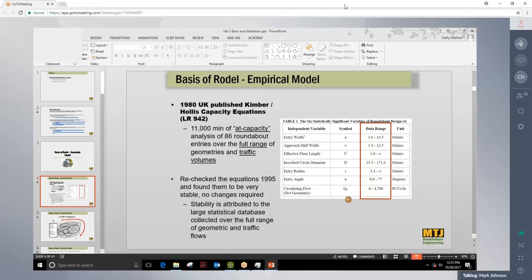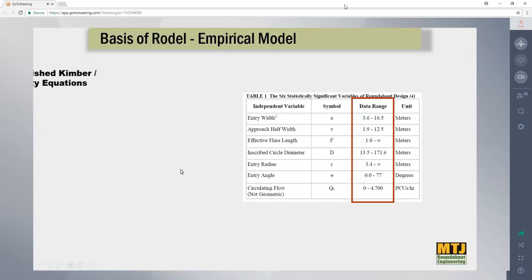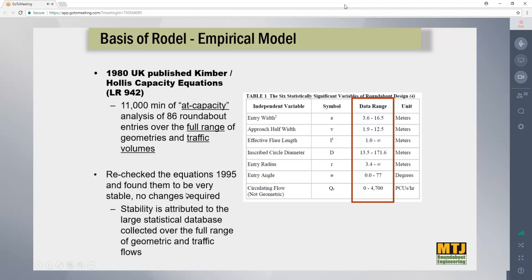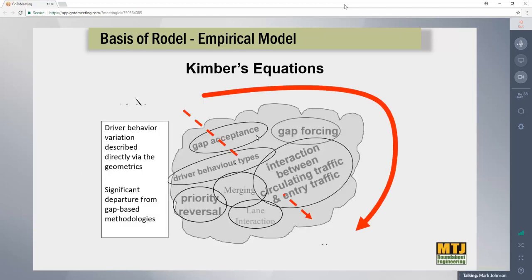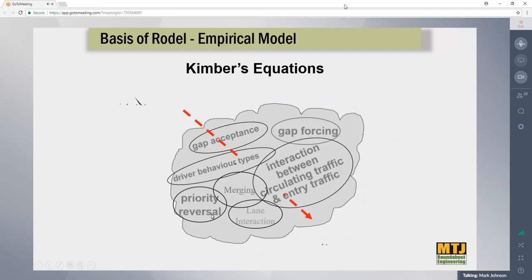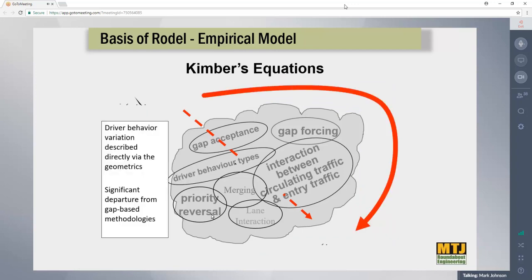So let me get this into presentation mode. And so what they did by using the geometry, and they diverted from the gap-based methodologies, and they went directly to understanding performance as well as safety based on the geometry.